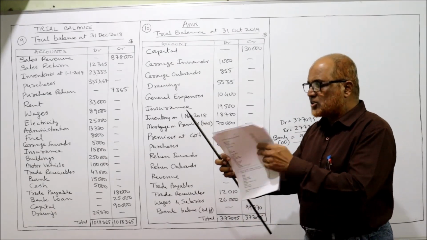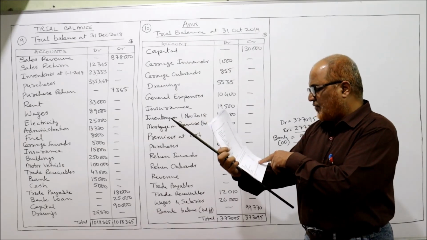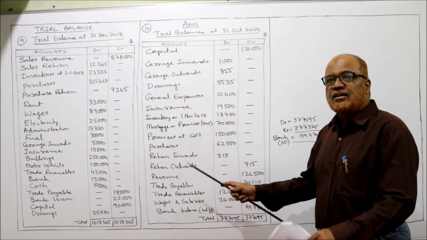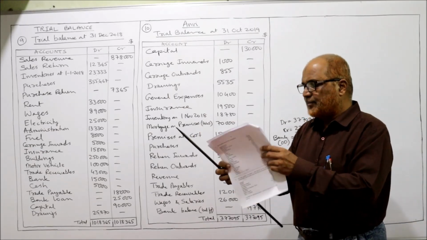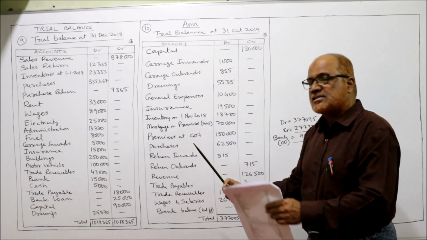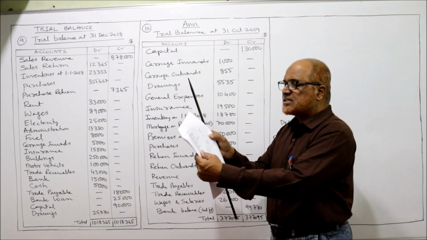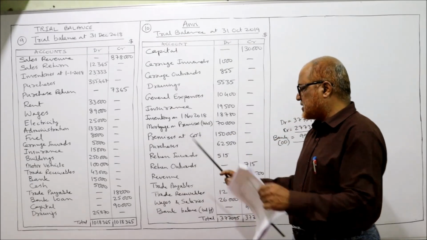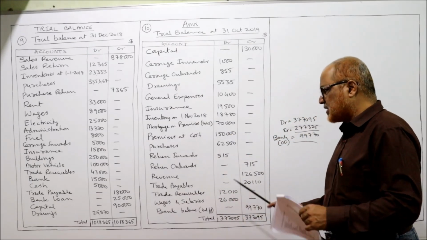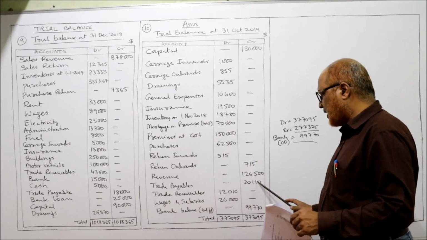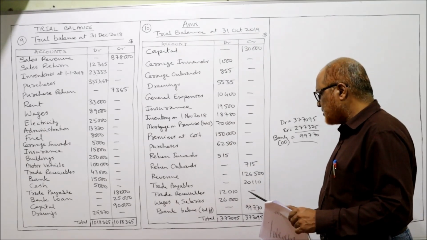Return inward she has not taken. So return inward 515. Return inward means sales return, debit side, and return outward is purchase return. Purchase return should be taken on the credit side, 750. The next one is revenue. Revenue she has taken on the correct side, 1,26,500. Revenue 1,26,500. Trade payable 20,110. That is also correctly she has taken, right?